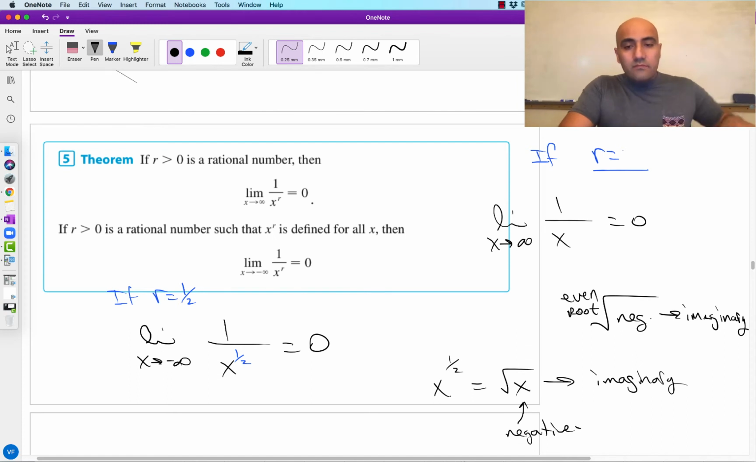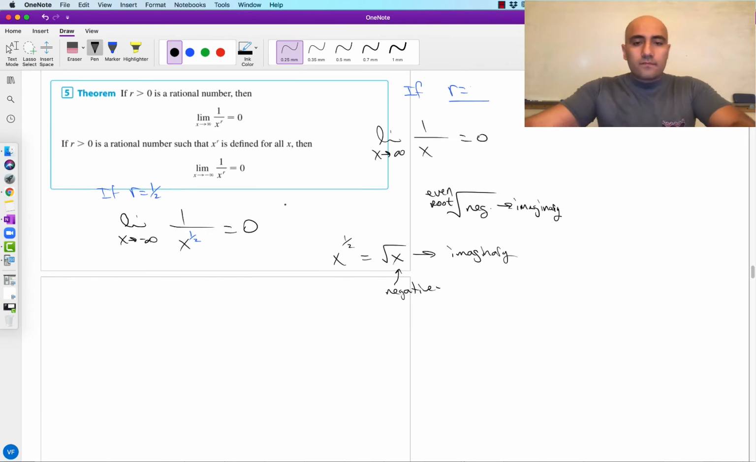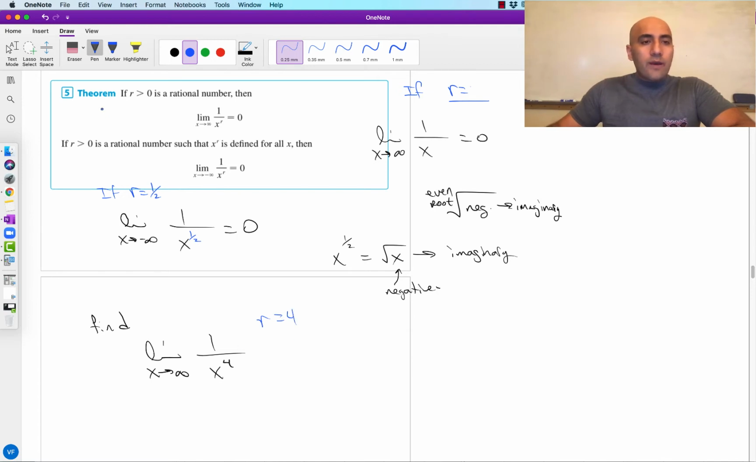Well, obviously, if you're simply asked to find the limit as x approaches infinity of 1 over x to the fourth power, then that's easy. You can just look at it and see that here r equals 4. So by Theorem 5, we know that this is equal to 0. Easy, right?